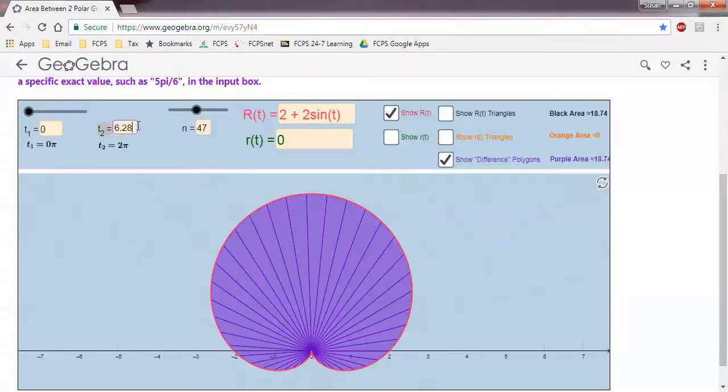But some polars complete their full revolution in a period of pi. Some polars complete their full revolution in a period of 2 pi. So you'll have to be careful and know when this completes its revolution. Because if I accidentally thought that this completed its revolution by 4 pi, it would give me double the amount of area that I want.